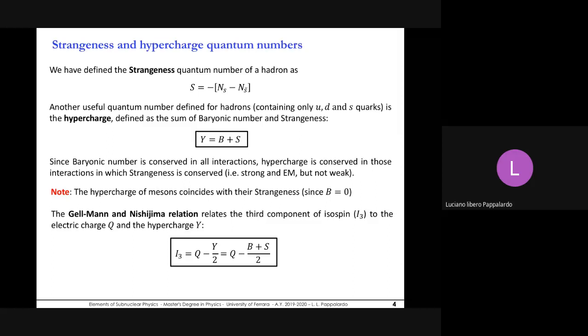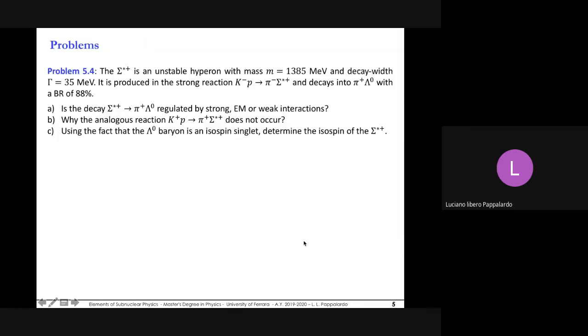Now, there is a way to relate these quantum numbers with the third component of isospin, and this is the Gell-Mann-Nishijima relation, which is written here. So the third component of isospin is given by the electric charge minus the hypercharge divided by 2. And then you can further split the hypercharge into the baryonic number and the strangeness number. We will do an exercise on this.